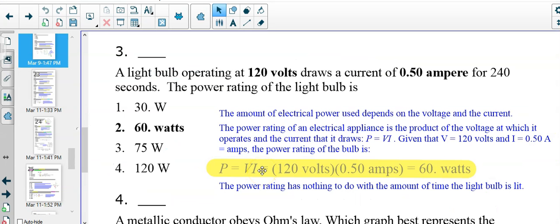Here in problem number 3, a light bulb operates at 120 volts and draws a current of half an amp for 240 seconds. The power rating of the light bulb is... so when you see the words power rating, you know you're dealing with wattage or watts. So I know I've been given 120 volts and I have half an amp. Even though they give me the time here, I know that the P equals V times I formula only needs volts times amps. 120 volts times half an amp gives me 60 watts. That's a 60 watt light bulb. All right, let's take a look at the next one.